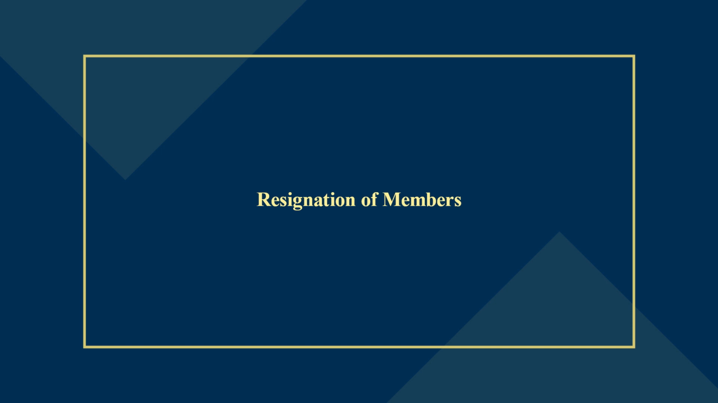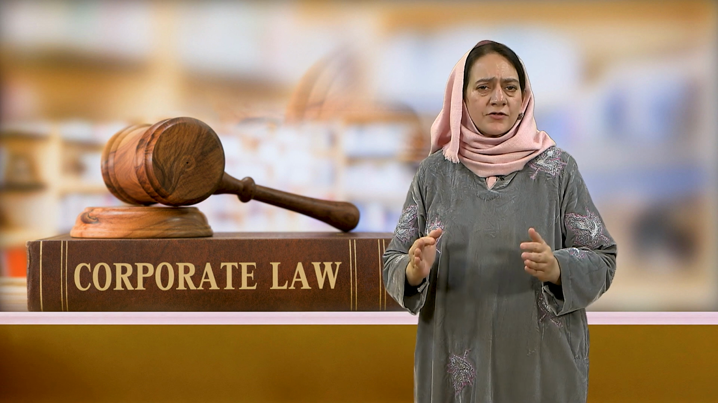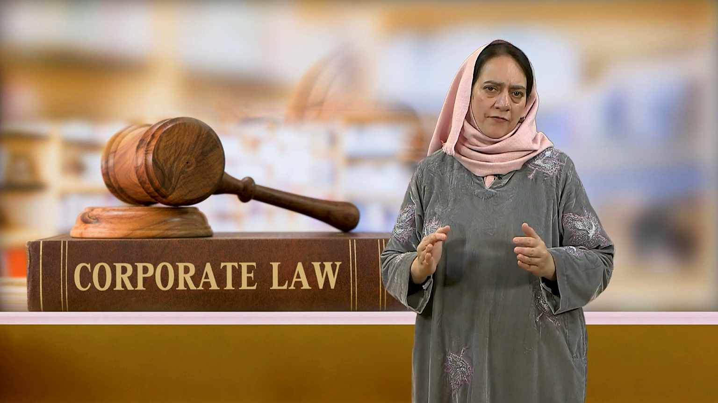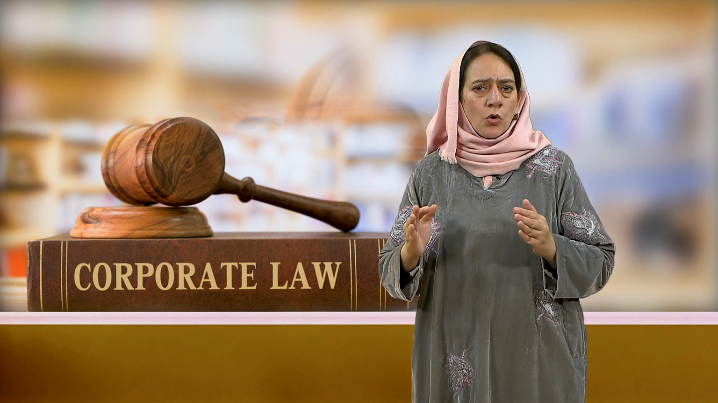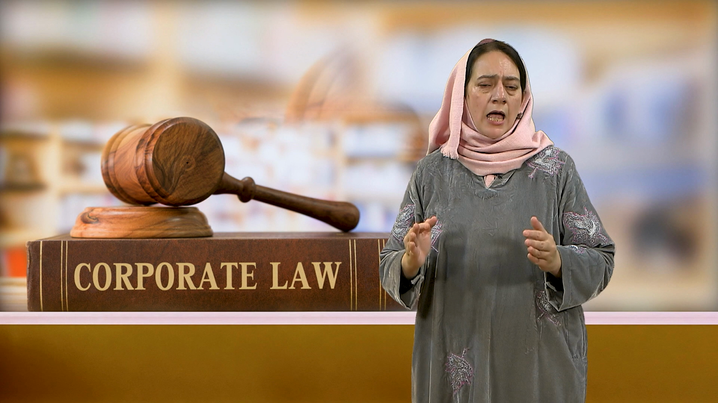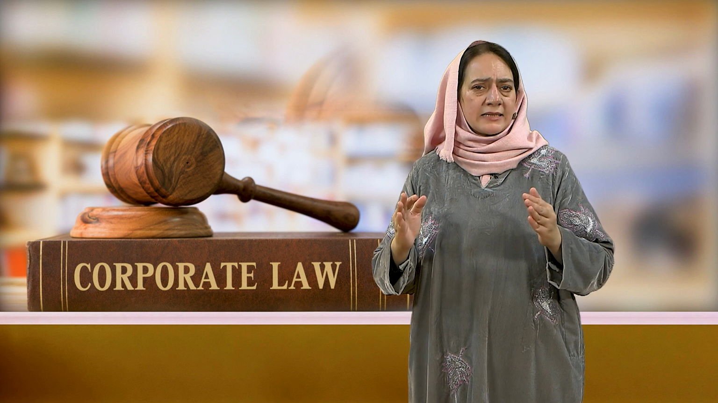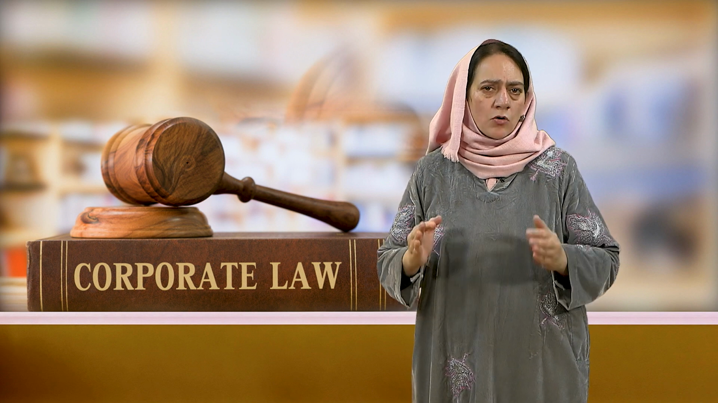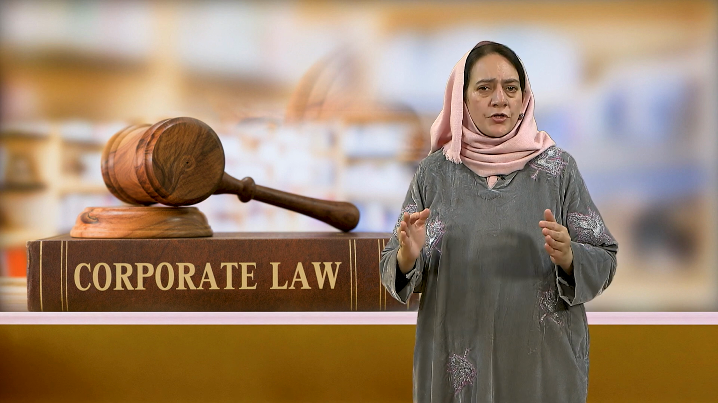Dear students, we now have a look at the resignation of the members. The president, the chairperson or any member may, by notice in writing under his hand addressed to the central government, resign from his office. The president or the chairperson or the member shall continue to hold office for a period of 3 months from the date of receipt of such notice by the central government or until a person duly appointed as his successor enters upon his office or until the expiry of his term of office, whichever is the earliest.